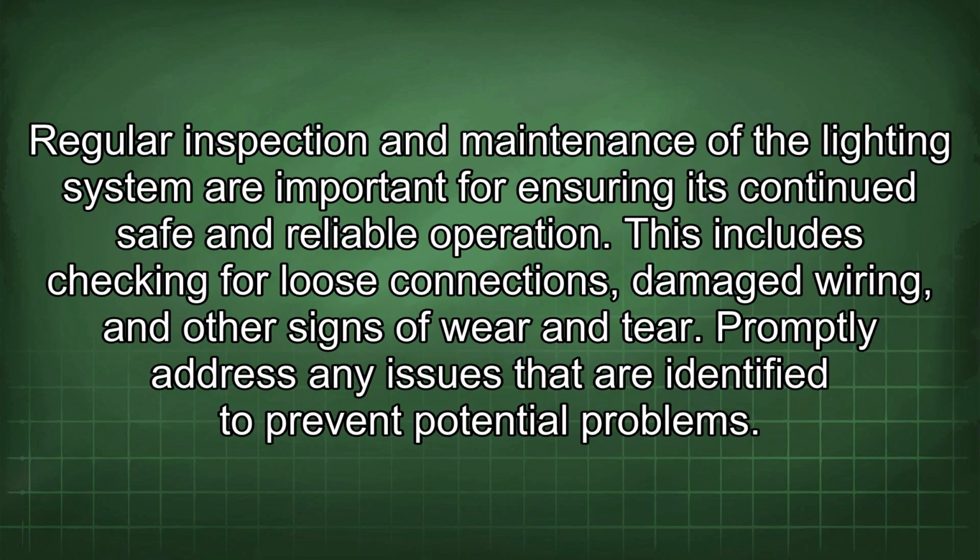Regular inspection and maintenance of the lighting system are important for ensuring its continued safe and reliable operation. This includes checking for loose connections, damaged wiring, and other signs of wear and tear. Promptly address any issues that are identified to prevent potential problems.